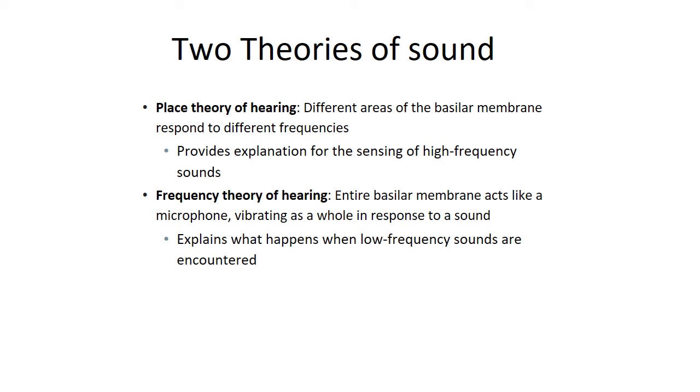So the place theory indicates that different spots on the cochlea vibrate according to different vibrations or sound waves that they encounter. So the whole structure is not vibrating at one time, just small areas that are associated with the particular frequency of the waves that are coming in.